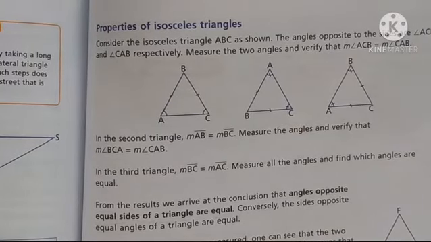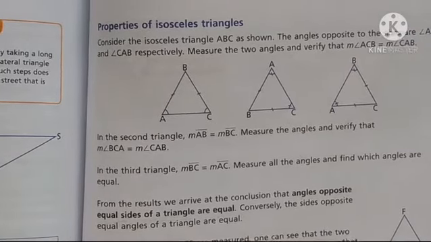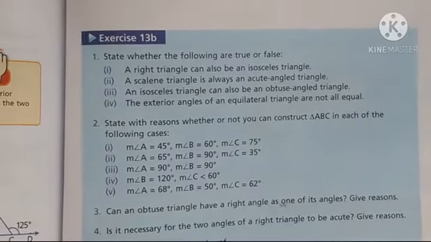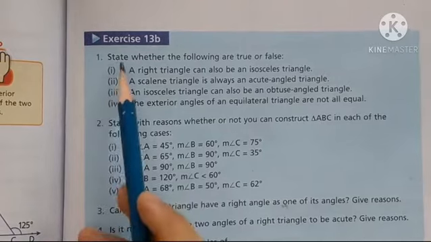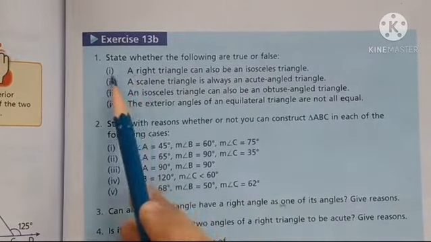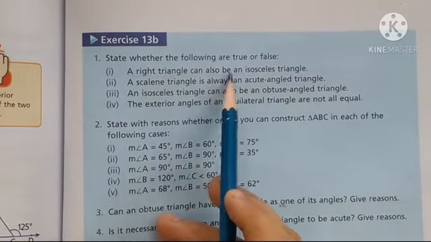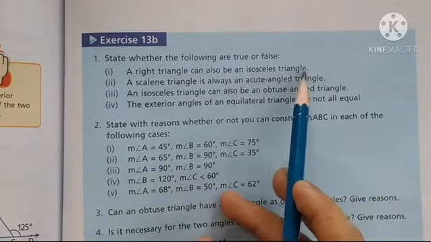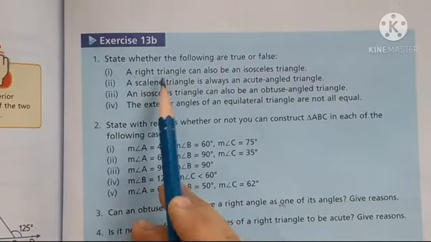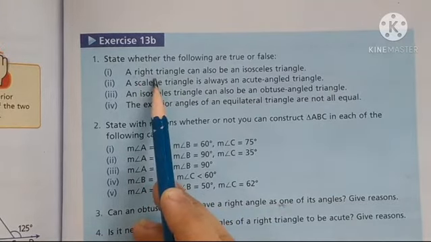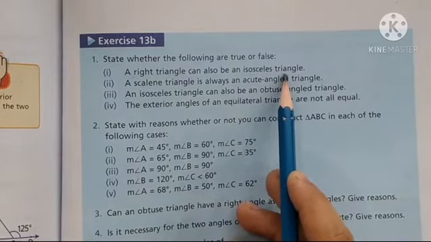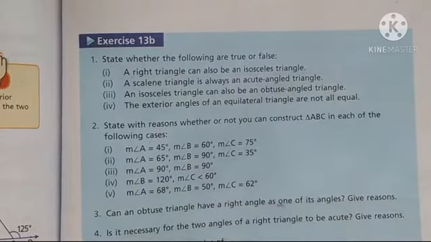Now, dear students, we move to exercise number 13B. Now, first question of this exercise is: state whether the following are true or false. First is, a right triangle can also be an isosceles triangle. Dear students, right triangle means in this triangle one angle is equal to 90 degrees, and isosceles triangle means in this triangle two sides are equal.